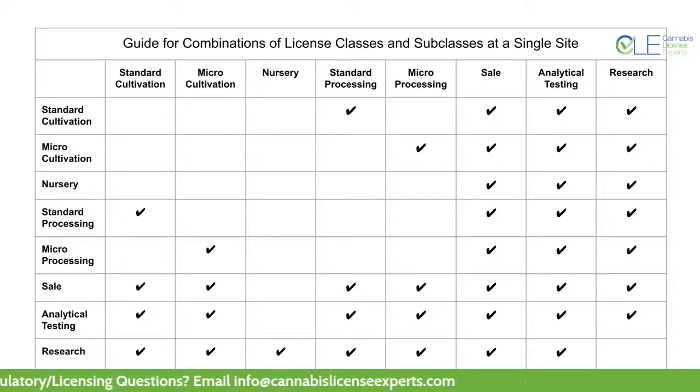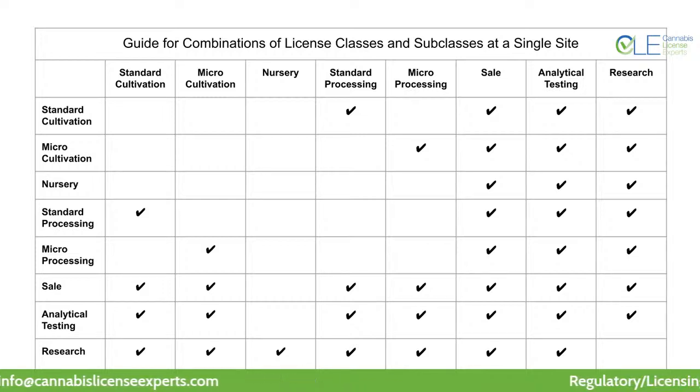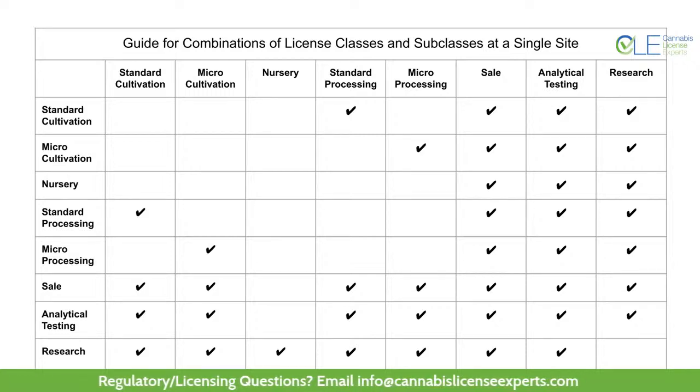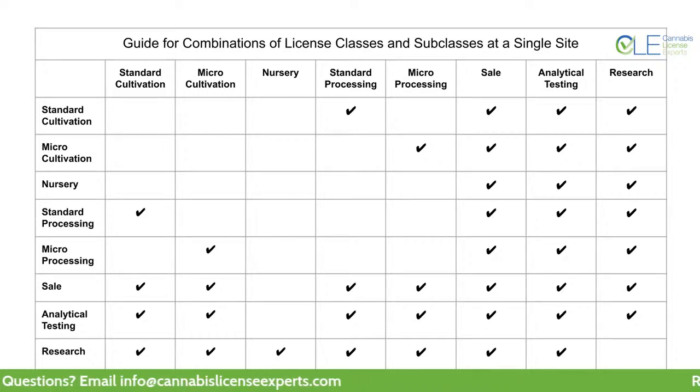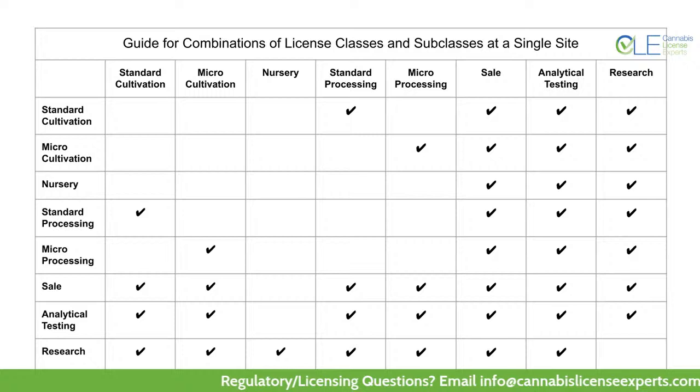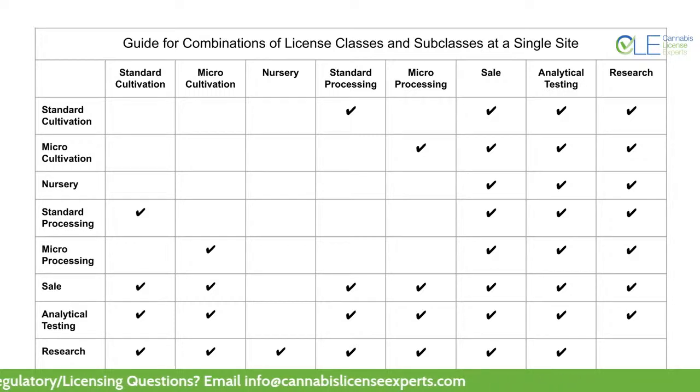Pretty straightforward. If you want to have a standard cultivation license, you have to have a standard processing facility at the same site. If you do want to process that cannabis, if you want to sell it, you're going to need that sales amendment and product submissions for each product. There's also analytical testing and research that can be done on the product under that license, or you can apply for separate licensing if you're looking at doing maybe people touching your product and smelling your product and trying your product.